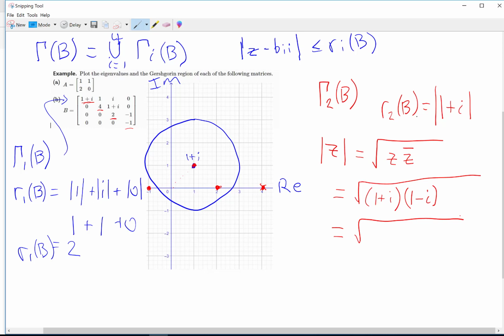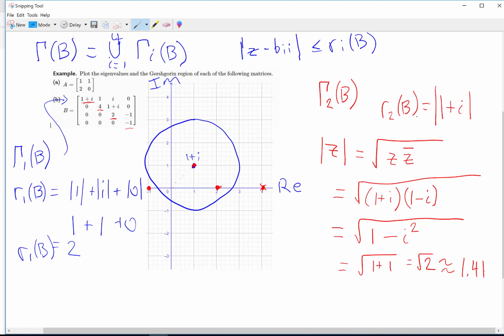I mean, think about FOIL. 1 times 1 is 1. 1 times negative i is negative i, but then when you do the inner, you get positive i, so those go away. So the last thing we get is just minus i squared. But you probably know that i squared is -1. So what we really get is the square root of 1 plus 1, which is the square root of 2, which again, you could have gotten with geometry. So the square root of 2 is approximately 1.41, okay?